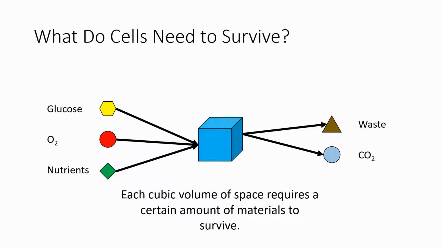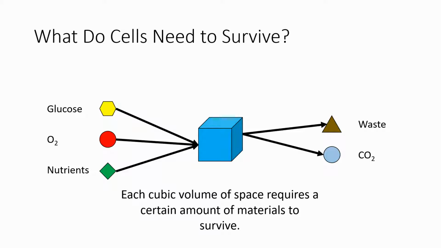First, we need to think about what a cell needs in order for it to stay alive. We talked a little bit about this when we talked about the needs that all living things have, the characteristics that all living things share. Well, we all need glucose, some sort of energy source. We all need oxygen, which is used to break down the glucose. And we all need nutrients, other molecules that we use to build the molecules that make up our cells.